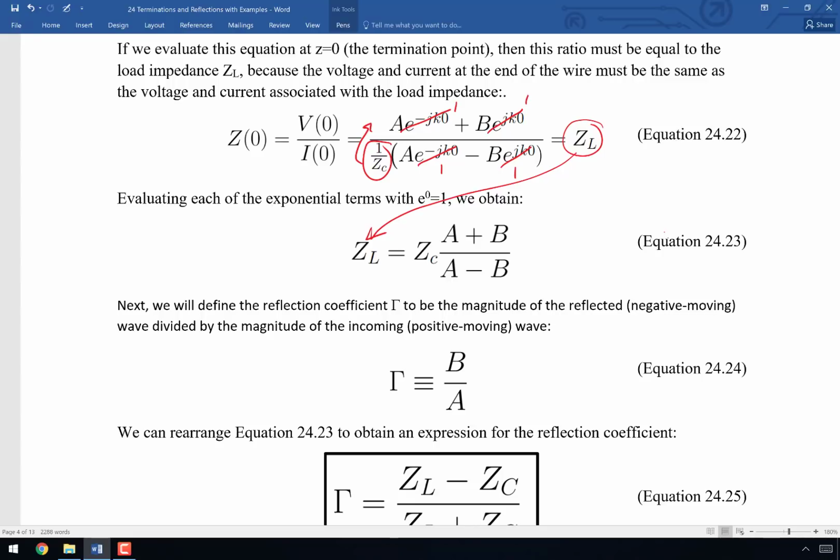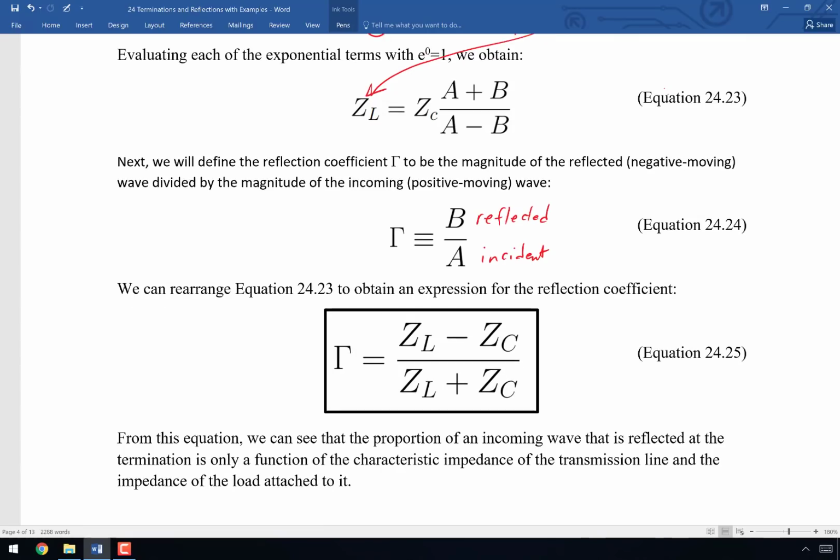Now I'm going to define gamma to be equal to B divided by A. Remember that this is the reflected wave, and this is the incident wave. And so if I take the reflected wave amplitude divided by the incident wave amplitude, that's going to tell me how much of the signal is going to be reflected. And I can rearrange equation 24.23, this equation right here, to yield equation 24.25, which is our second big result of the day, which says that if you know the load impedance and you know the characteristic impedance of the line, then you can calculate the reflection coefficient.